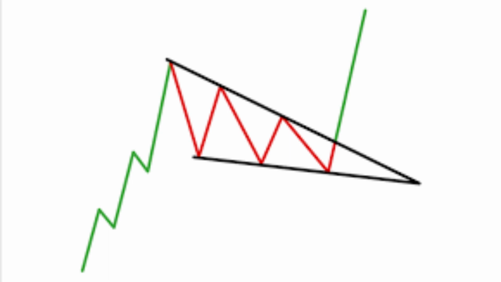Price targets: traders often estimate potential price targets by measuring the height of the wedge pattern at its widest point and projecting it upward from the breakout level. It's important to note that while the falling wedge pattern suggests a bullish reversal or continuation, it is not a guarantee. It is always advisable to use additional indicators, confirmatory signals, and risk management techniques when making trading decisions.